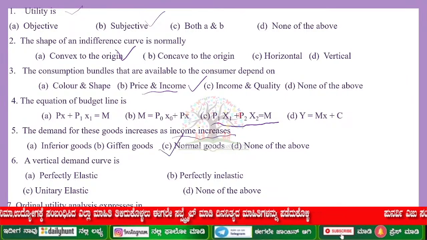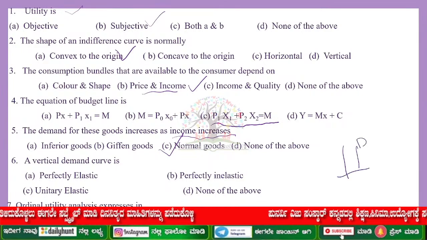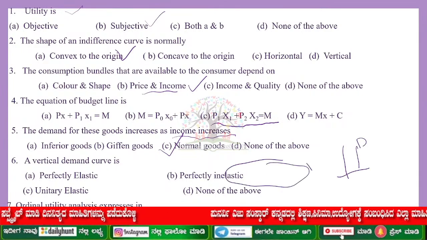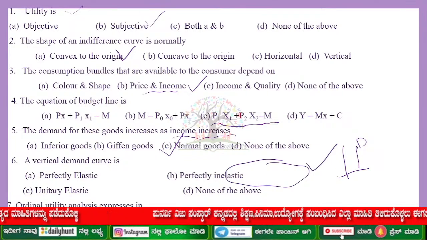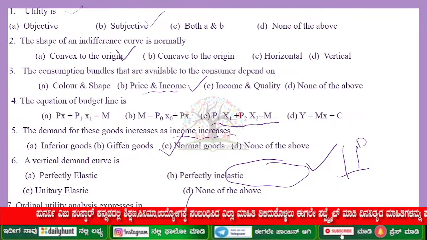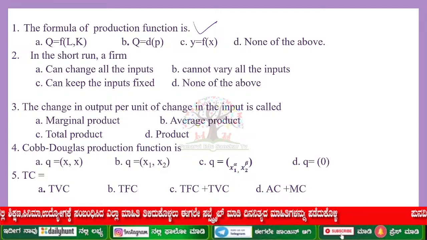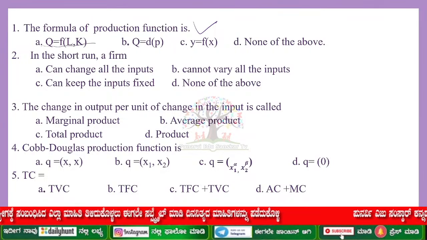A vertical demand curve, this is the demand curve, so perfectly inelastic. Ordinal utility analysis is expressed in ranks. The formula of the production function is Q = f(L, K).